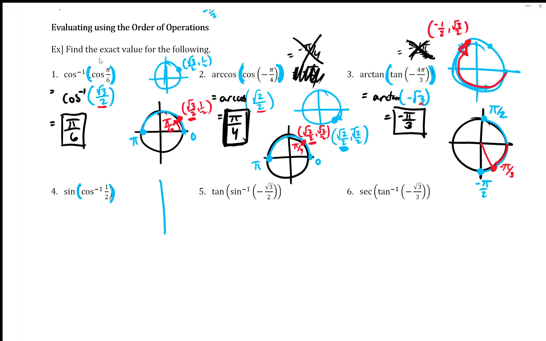Okay, so this time it's cosine inverse. So cosine inverse must be between 0 and pi. So our answer has to be there. That 1/2 is a x-coordinate. A positive 1/2 x-coordinate puts us close to the y-axis at pi thirds. Okay, so that means this becomes sine, let's keep that in blue, of pi thirds.